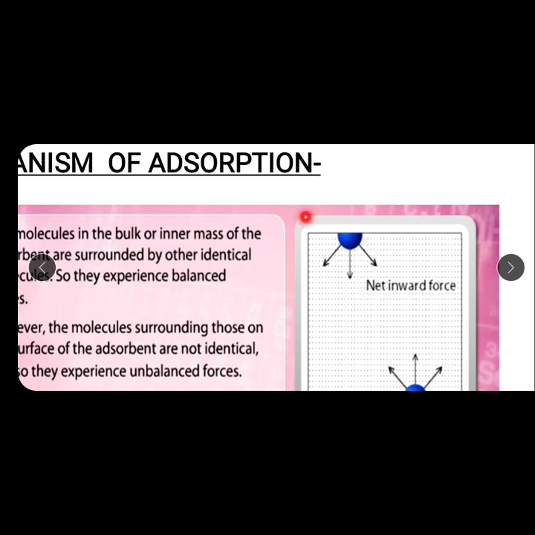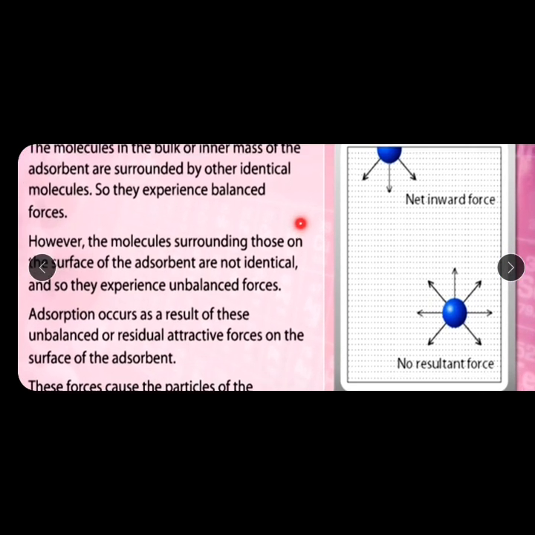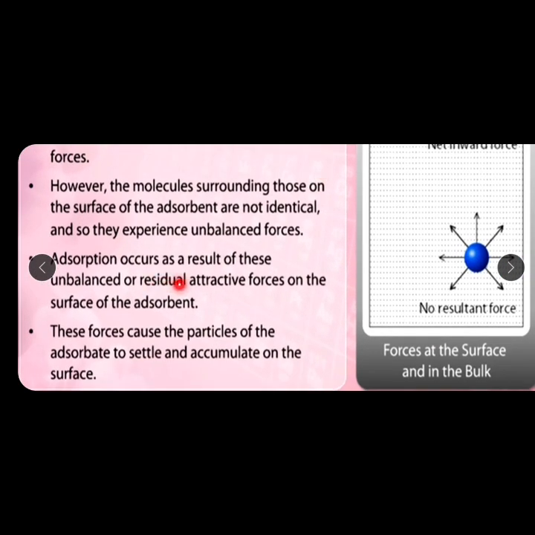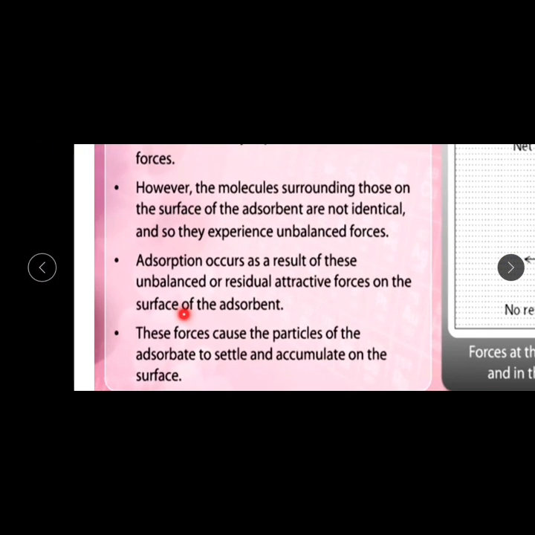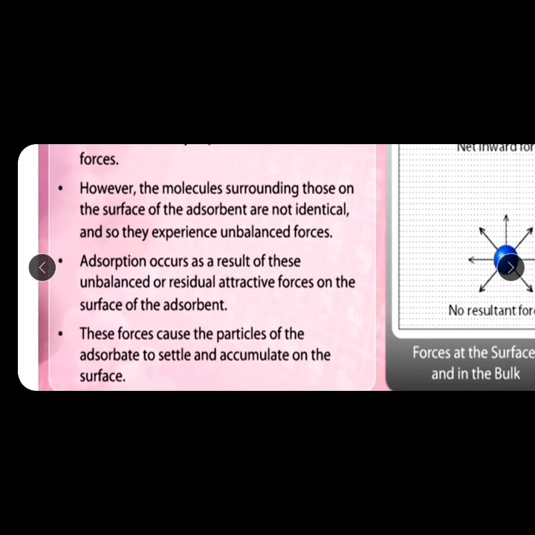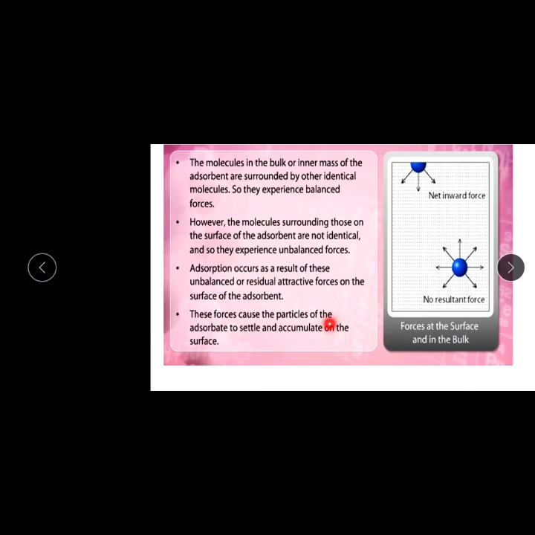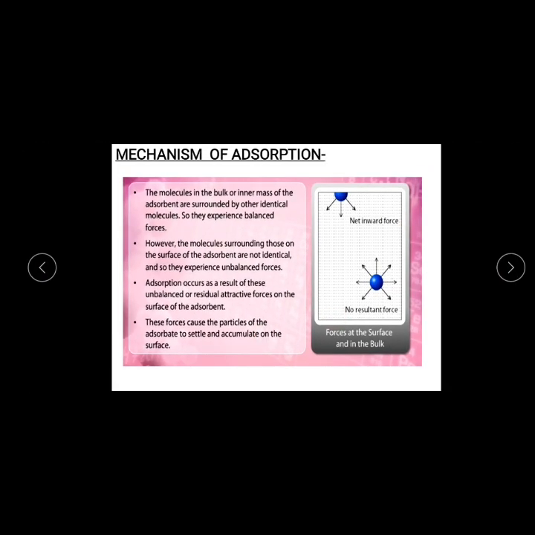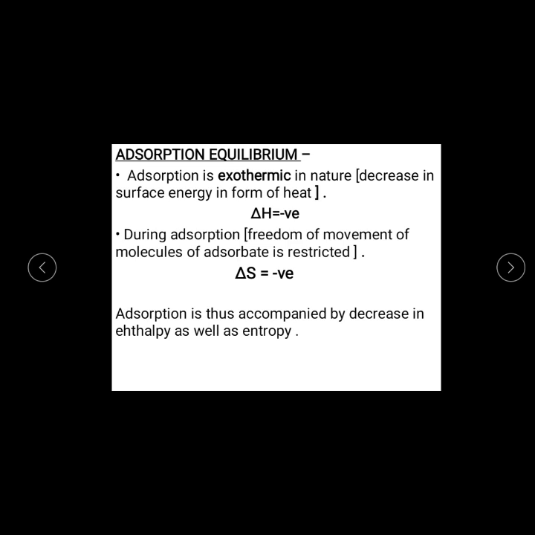So what happens? There is a kind of residual attractive force developing on the surface. So these residual attractive forces on the surface of the adsorbent causes the accumulation of adsorbate on the surface. So this is the cause of adsorption. Now next topic is adsorption equilibrium.